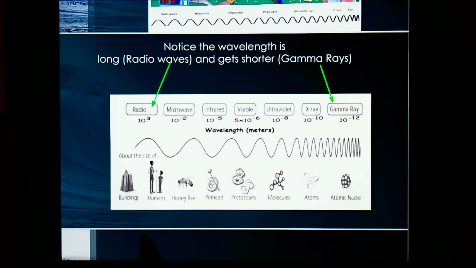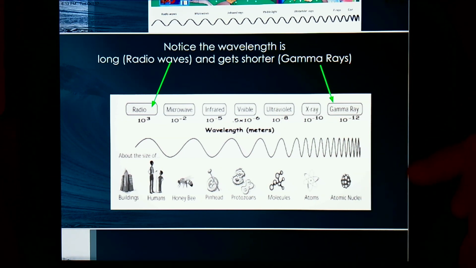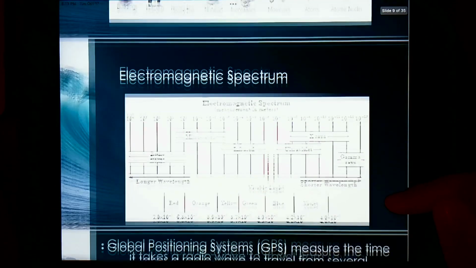So it goes from buildings to humans, to the size of a honeybee, then the size of a pinhead, a protozoan, which is a type of bacteria, then a molecule, then an atom, and then an atom's nucleus, which is the center part of that atom. So it lets you know the sizes of how they start out versus how they finish, these particular waves.